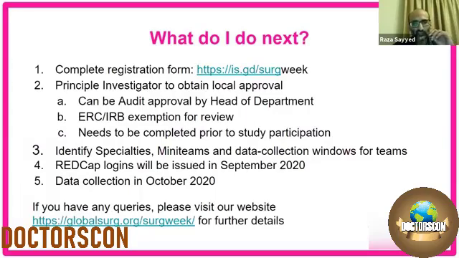Then identify specialties which are going to contribute data, make mini teams of up to 3 individuals for each specialty, and then identify data collection windows for multiple teams. The logins will be issued in September, and inshallah the data collection will start in October. More details about the study are available on the website.